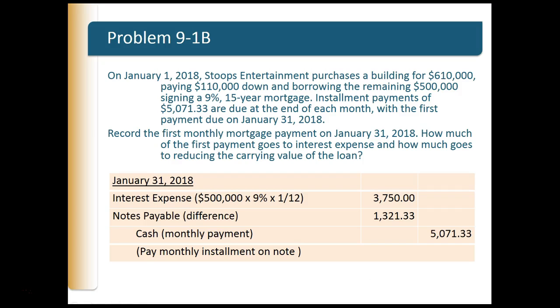Now it wants us to record those payments. As you see in the journal entry here, we debit our interest expense of $3,750, which is taken from the amortization schedule. We debit our notes payable, which reduces our balance. We credit our cash, which is the monthly payment. So this journal entry shows the first monthly installment on the note.